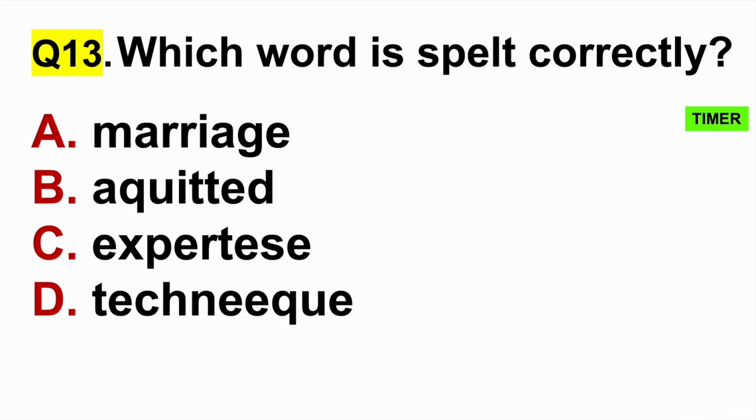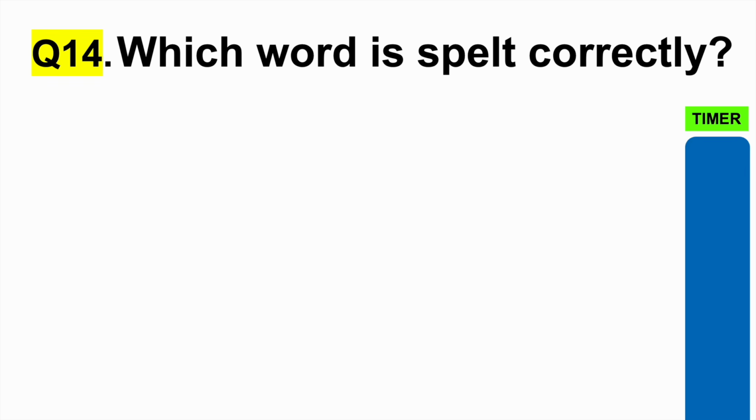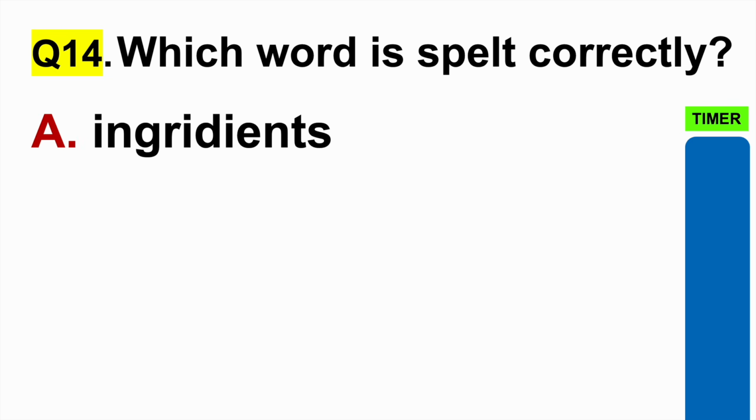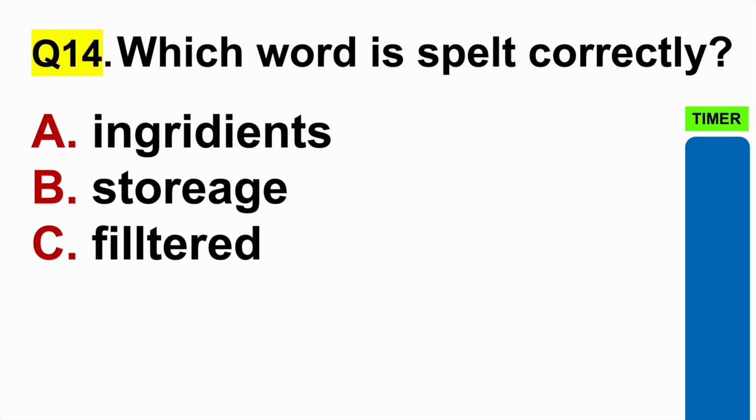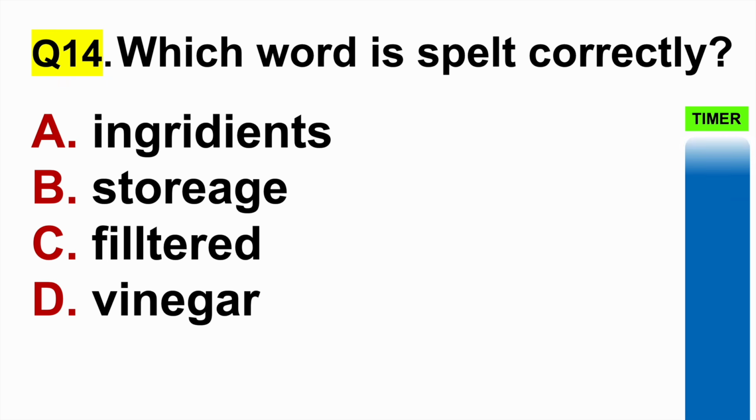And please try one more. English proficiency test question 14. Which word is spelt correctly? A. Ingredients, B. Storage, C. Filtered, or D. Vinegar? Tell me your answer in the comments, please.